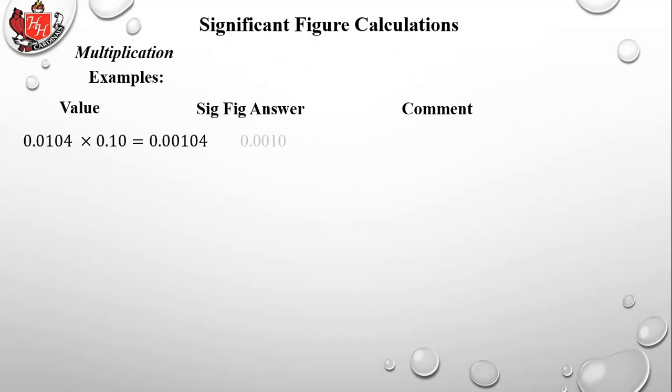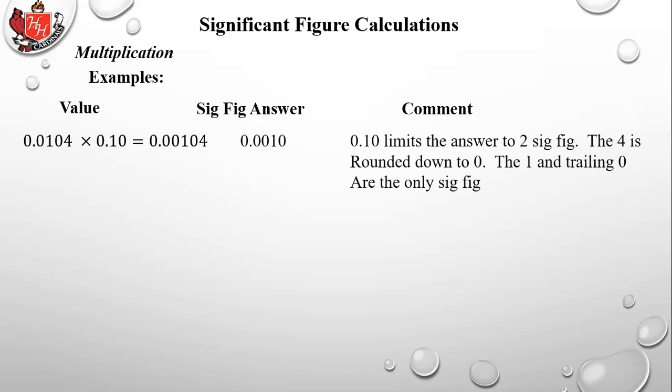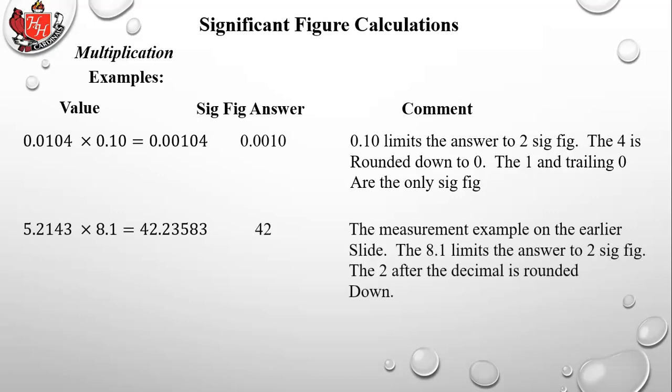This one, 0.0010. The 0.10 in the multiplicand limits the answer to 2 significant figures. The 4 is rounded down to a 0 at the end of the calculator answer, and the 1 and trailing 0 are the only significant figures. This one, 42. The measurement example on the earlier slide at the beginning. The 8.1 limits the answer to 2 significant figures. The 2 after the decimal is rounded down.